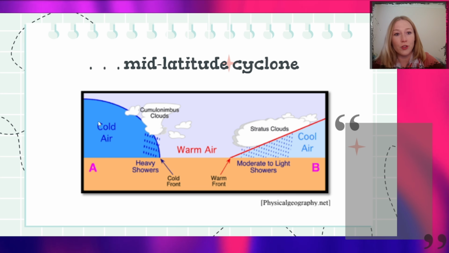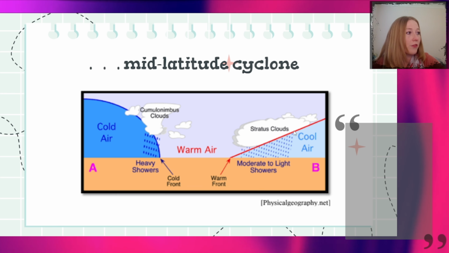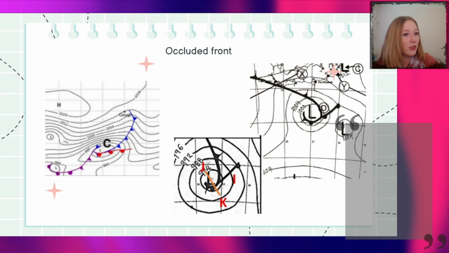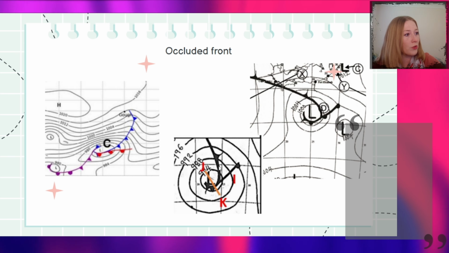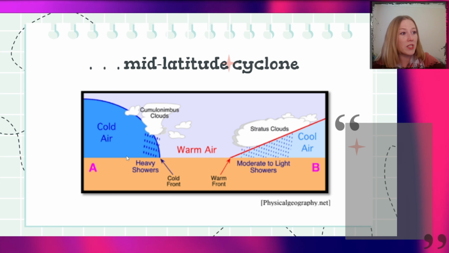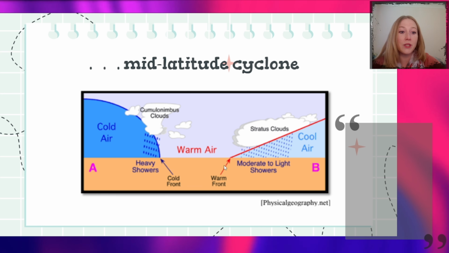So always have the cold front on the left and the warm front on the right. So if we go back to our earlier diagrams over here, you can see you've got the cold on this side and the warm on that side. Always the cold front on the left and warm front on the right. Then it will always be moving from A to B. So it's always moving towards the east.